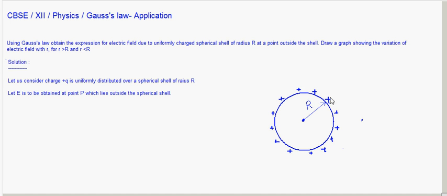So the electric field due to these positive charges is radially outward, and the electric field will have the same value at all the points which are at equal distance from the center O. So therefore we can consider a spherical Gaussian surface. Let me say this is the point P where I need to find out the electric field. Let us say it is at a distance small r.